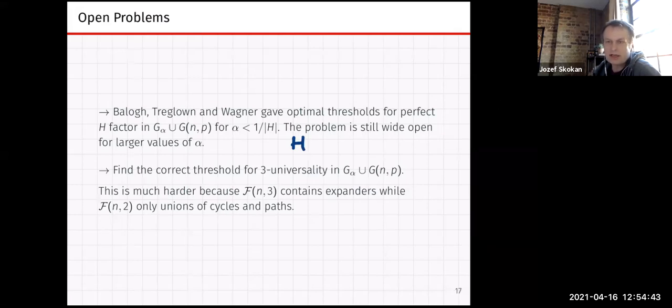So if you don't particularly like this clique and are just looking at these boundary cases, 1 over r, 2 over r, etc., well, you can look at some particular class of graphs H and try to see what you get if you look more carefully at the Balogh, Treglown, Wagner results, etc.